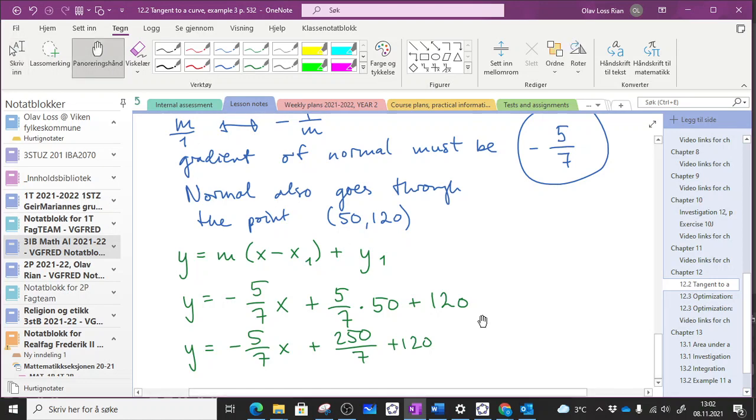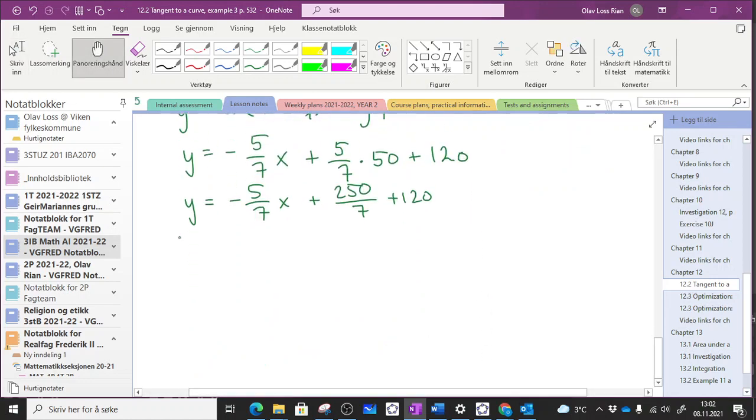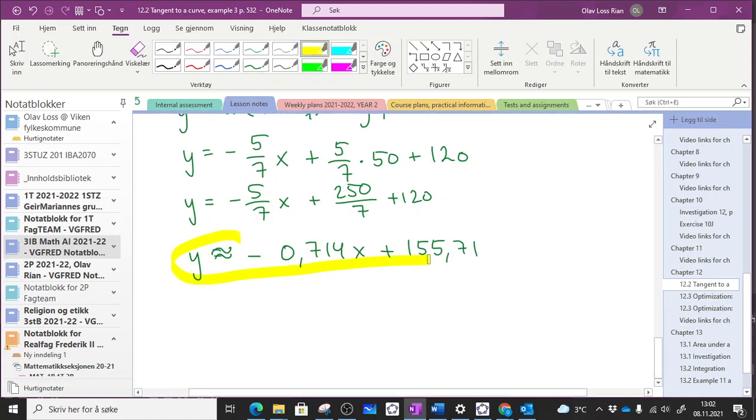And finally here we can write these as decimal numbers. That makes more sense when we want to draw it. So we have minus 0.714x plus 155.71. So that's the equation for the normal to the tangent.